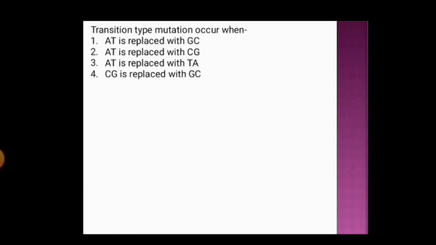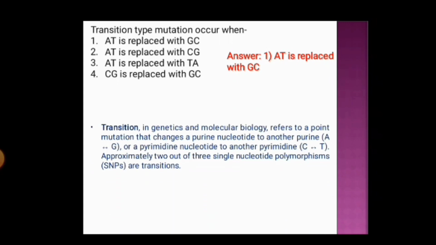Next question. Transition type mutation occurs when option 1, AT is replaced with GC, option 2, AT is replaced with CG, option 3, AT is replaced with TA, option 4, CG is replaced with GC. Here A means adenine, T means thymine, G means guanine, and C means cytosine. So the answer will be option 1, that is AT is replaced with GC.